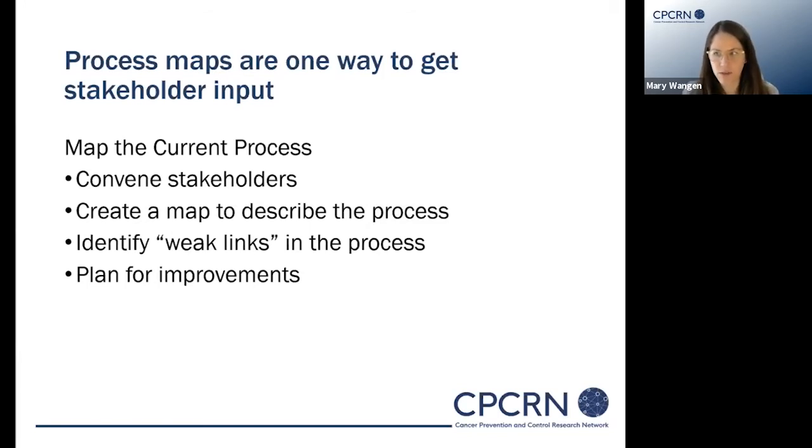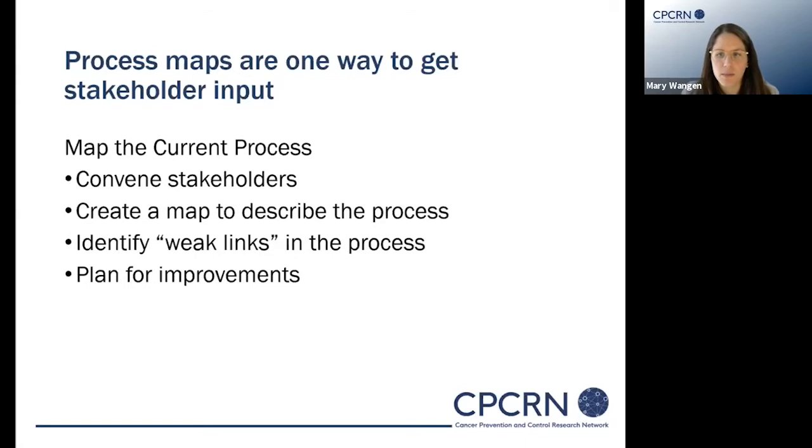So in this example, it's a visualization of the process as it happens, not as you would like it to happen. We call that a future state process map, which we're not going to cover today. We'll focus on the current state for now. And from there, you want to analyze your map with your team and discuss any weak links in the process, and then talk about how you can make plans for improvement.